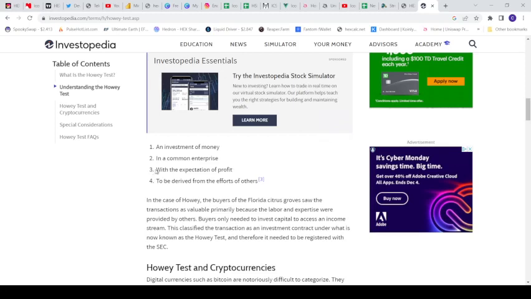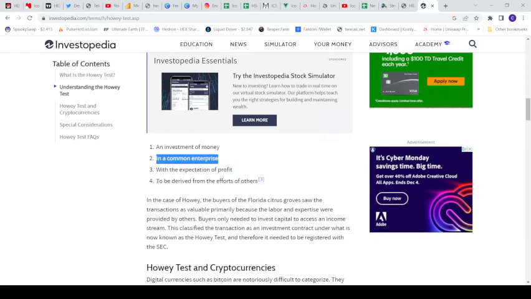So number three is with expectation of profit. Obviously, when you invest money, you expect profit, right? Unless you're like tax loss harvesting or something like that, you're expecting profit. So it checks that one. So yeah, we're 1 for 3 right now. You are investing money and you are expecting profit. You're not investing in a business or a common enterprise.